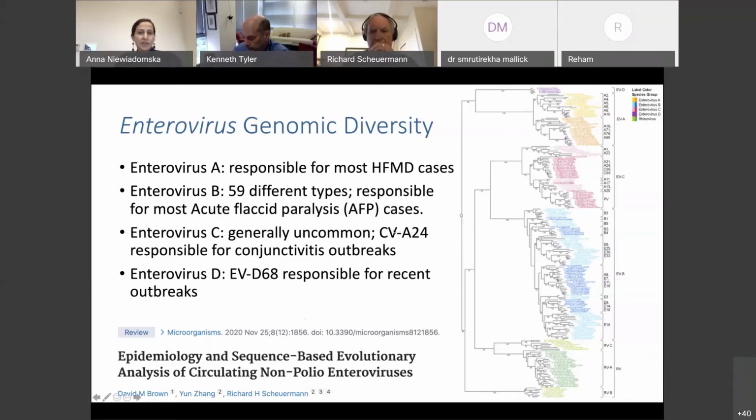Enterovirus C is generally uncommon, and that's this group here. And they can be the causative agents for things like conjunctivitis outbreaks. And of course, Enterovirus D up here, which recent outbreaks have been responsible for acute flaccid paralysis as well.